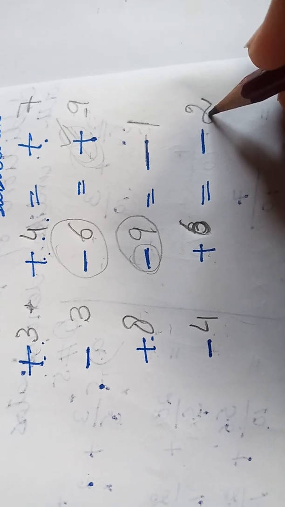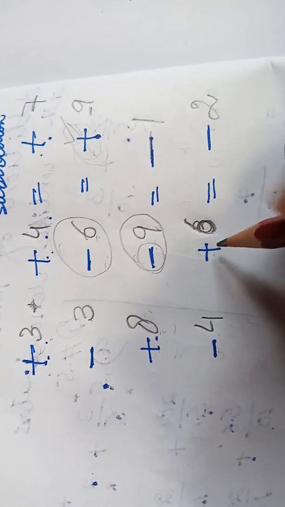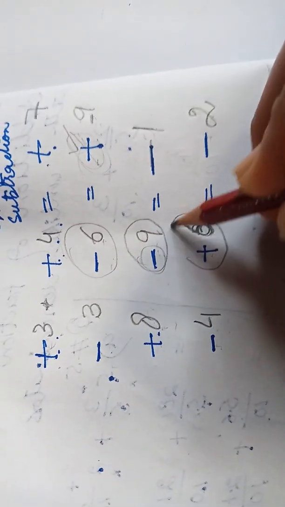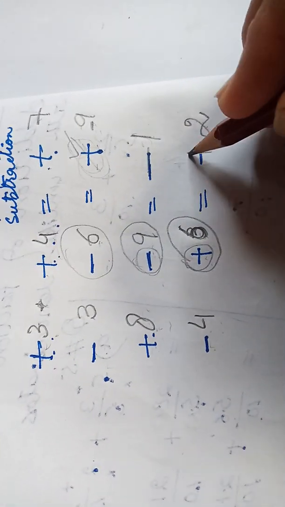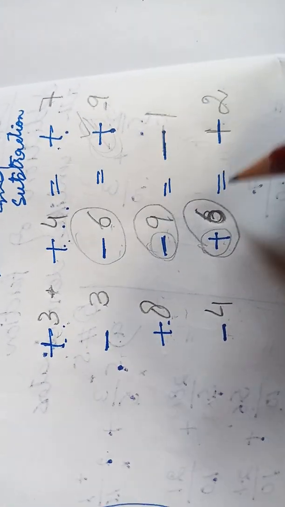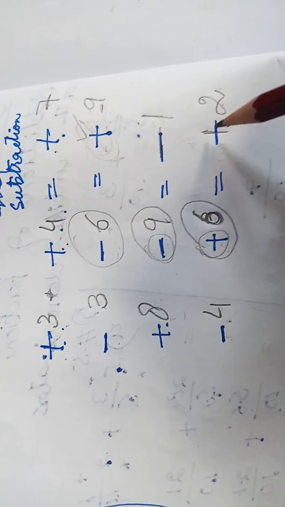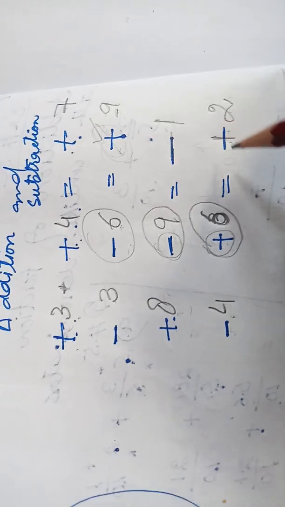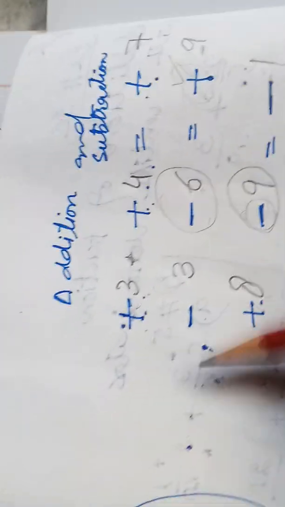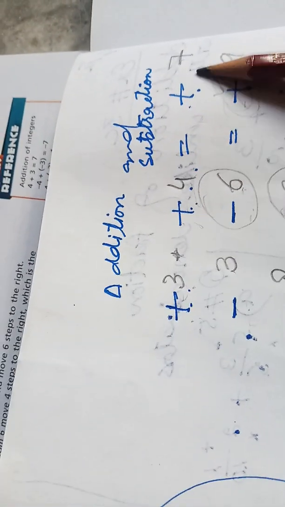But which sign will come with this 2? The sign of the greater value. Which is the sign of the greater value? Plus, so we will write the sign of plus over here. We perform the operation of subtraction over here, but we apply the sign of the greater value. So recall once again, plus plus, it is plus.